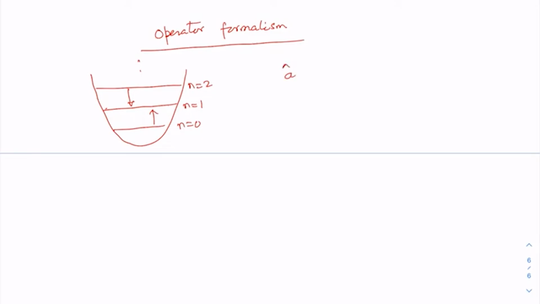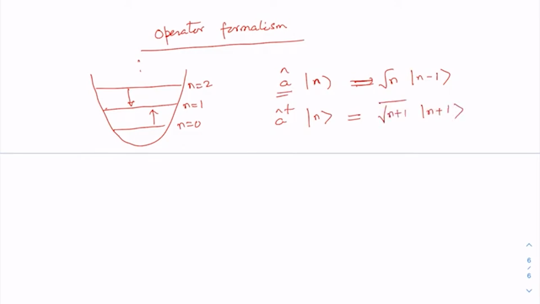Say we want to go from the energy state n to n minus 1, a lower energy state. Then we have to operate on it with an operator that is called the annihilation operator. You are going from an energy state n to n minus 1, and this is what you will achieve by this annihilation operator. And then there is a creation operator, which is going to take us from n to n plus 1, and this prefactor here would be square root of n plus 1.